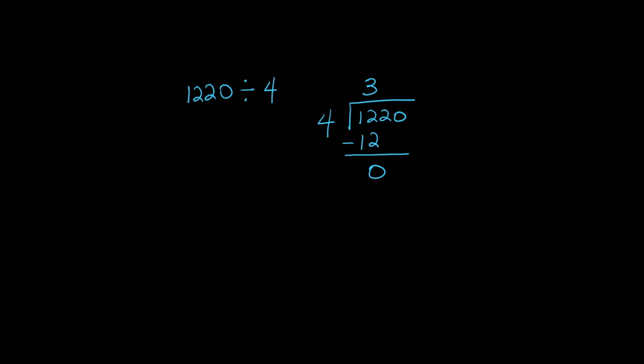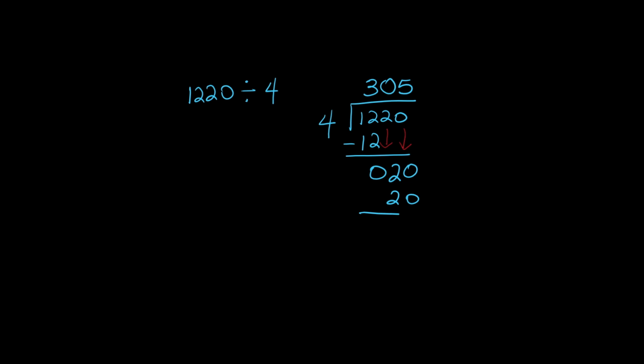Can 4 go into 0? No, so we're going to put a 0 here, and we're going to pull down our 2, or a copy of our 2. Now, can 4 go into 2? No. So we're going to go ahead and pull down another copy, but this time it would be of our 0. And now, can 4 go into 20? How many times? 5 times. 4 times 5 is 20. When we subtract 20 from 20, we're left with 0. And so our final answer is equal to 305.